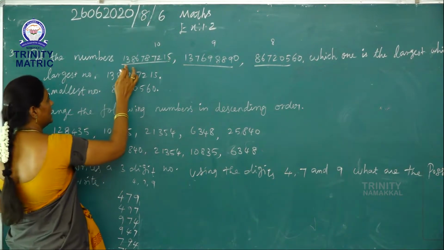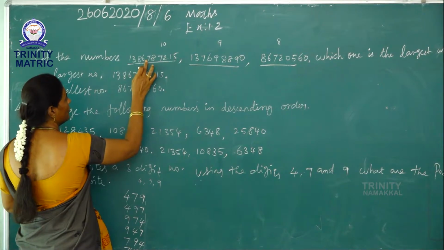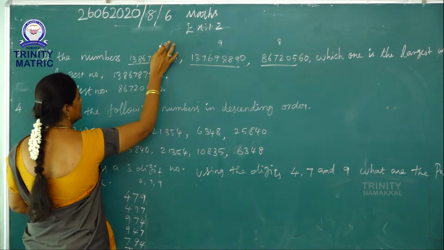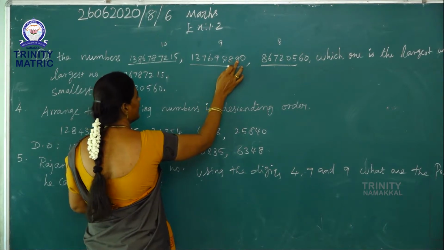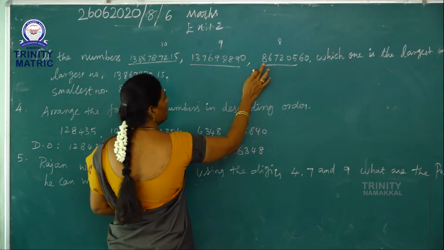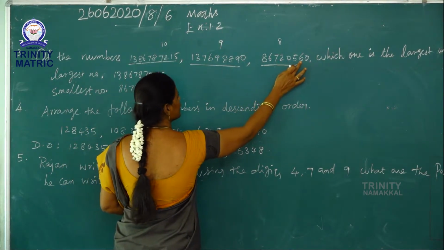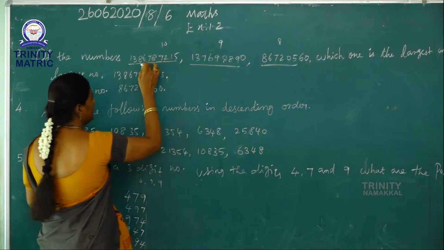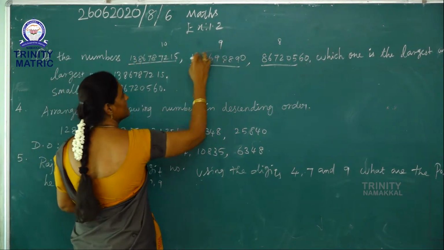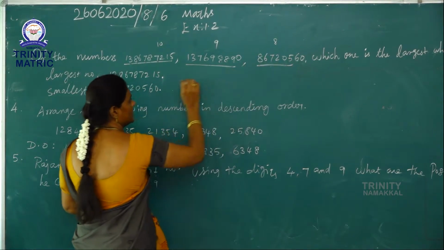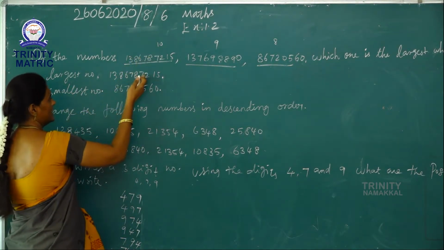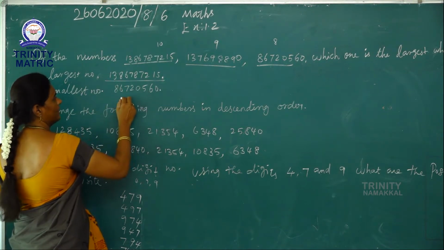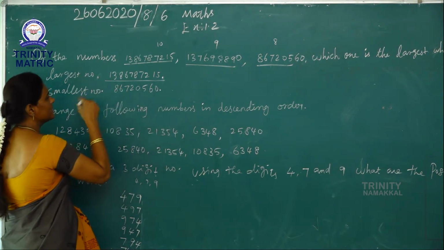See here, we have 10 digits, here 9 digits, here 8 digits. This is a 10 digit number, this is a 9 digit number, this is an 8 digit number. Which one is the largest? Yes, this 10 digit number is the largest number. Then, which is the smallest number?